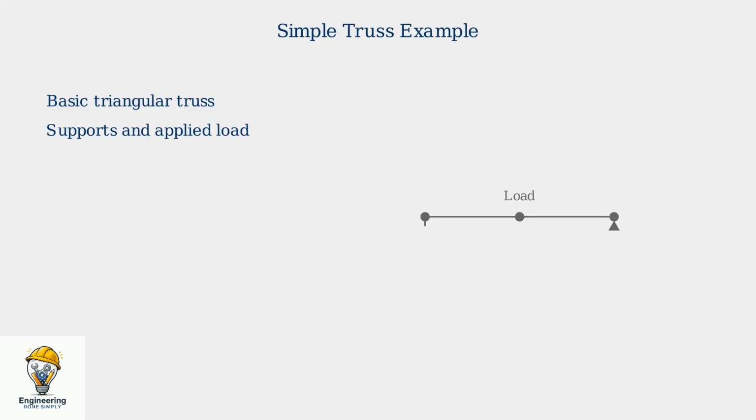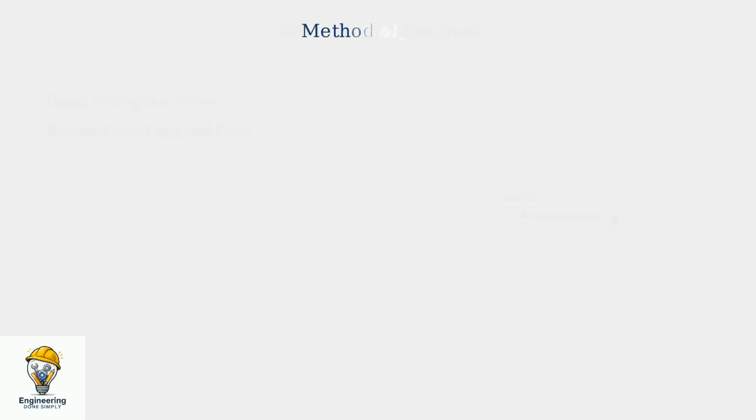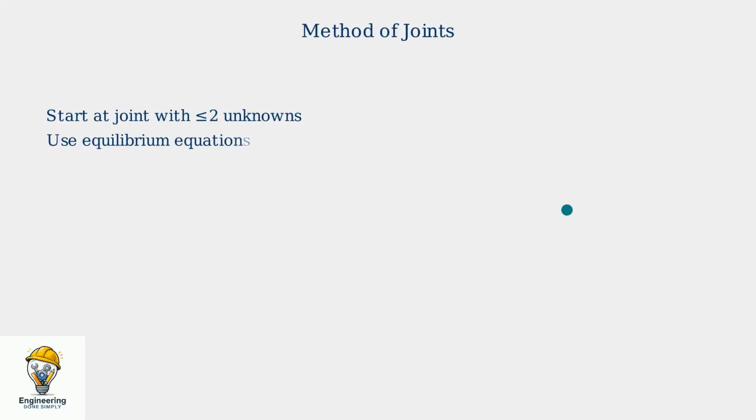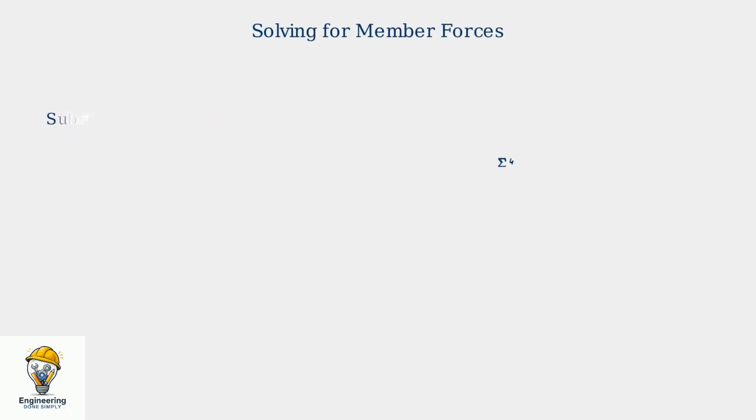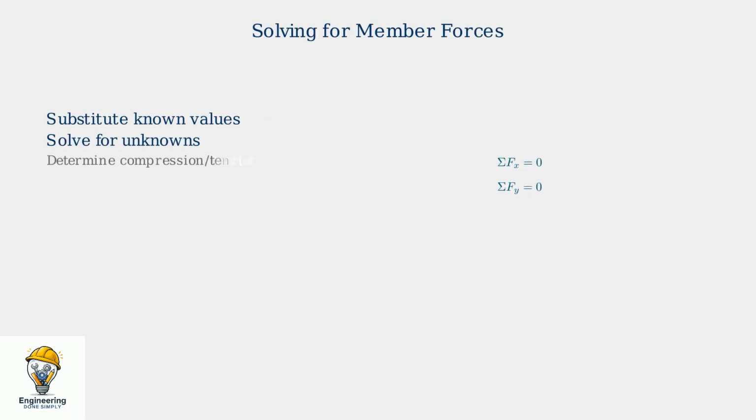Consider this simple triangular truss with supports at the ends and an applied load at the top joint. Using the method of joints, start at a joint with two or fewer unknown forces. Apply the equilibrium equations. Sum of horizontal forces equals zero, and sum of vertical forces equals zero. Substitute known forces into the equilibrium equations and solve for the unknown member forces. Positive forces indicate tension, negative indicate compression.